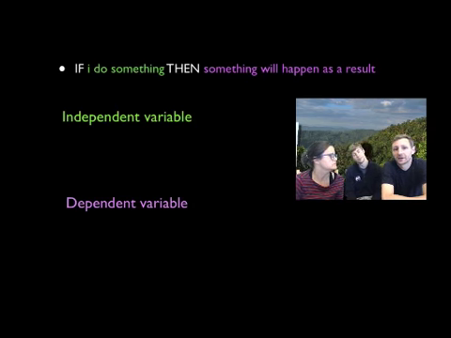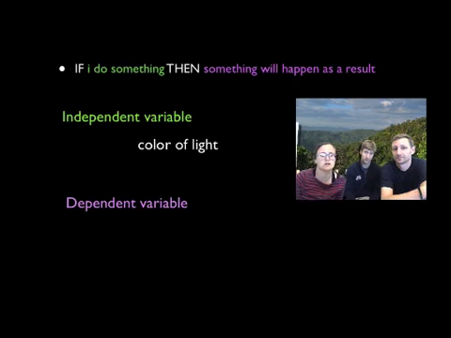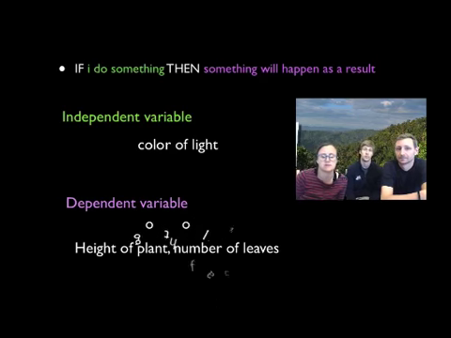So your independent variable is a variable that you are changing or that you are testing. And your dependent variable always depends on your independent variable. So it's actually what you are measuring. There is another kind of variable that we need to discuss though. So this time our independent variable is the color of light. We want to see if the color of light is affecting the growth of our plant, specifically the height of the plant and the number of leaves.